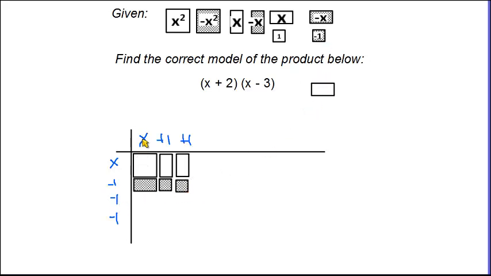Negative 1 times x is, sorry, negative 1 times x is negative x. Negative 1 times 1 is negative 1. Negative 1 times 1 is negative 1. Negative 1 times x is negative x. Negative 1 times 1 is negative 1. Negative 1 times 1 is negative 1.